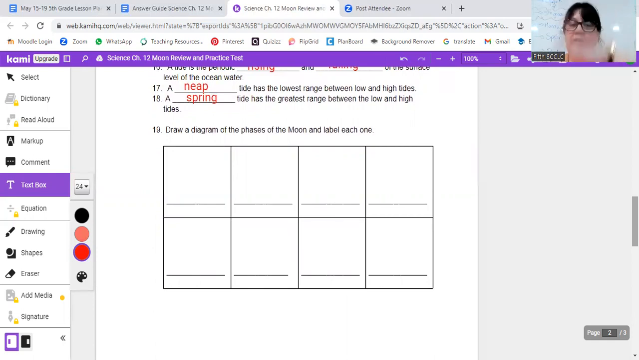All right, now for this part, number 19, we're going to draw a diagram of the phases of the moon in order, and we're going to label each one. So if you think you know which comes first, raise your hand. Theo, I saw your hand first. Good. New moon is the first thing. You need to neatly write new moon at the bottom.